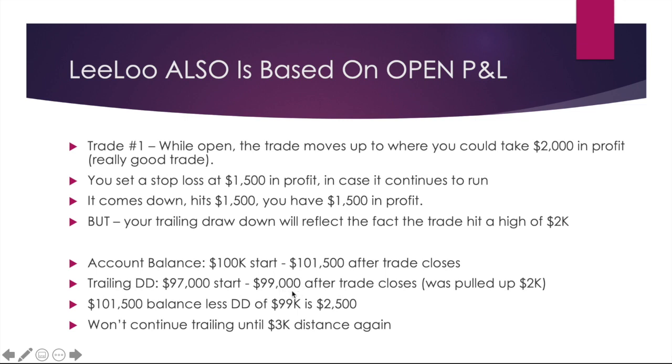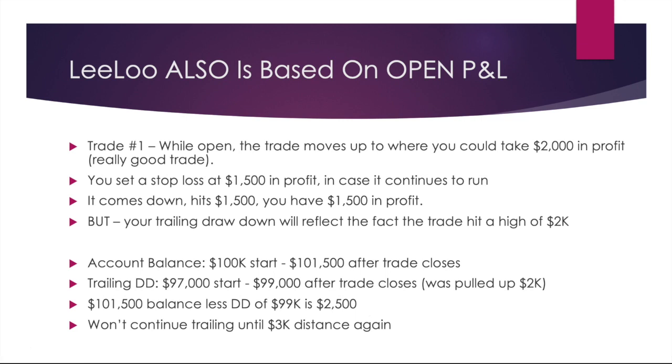And if you logged into our trader and looked at that, this is what you would see. So where you're at is you have a 101,500 balance. Your drawdown value, the lowest number you could get to, is 99K. So you effectively only have 2,500 in drawdown available for your next trade.